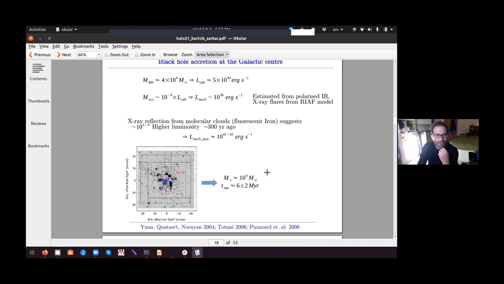It's just that 300 years is the light travel distance between the AGN, Sagittarius A star, and the molecular cloud, and we don't see any emission from Sagittarius A star anymore. So this is the reason for this 300 years. Nothing more really.